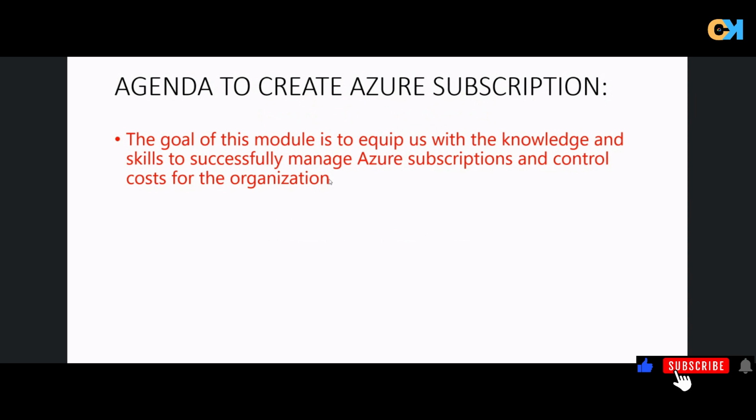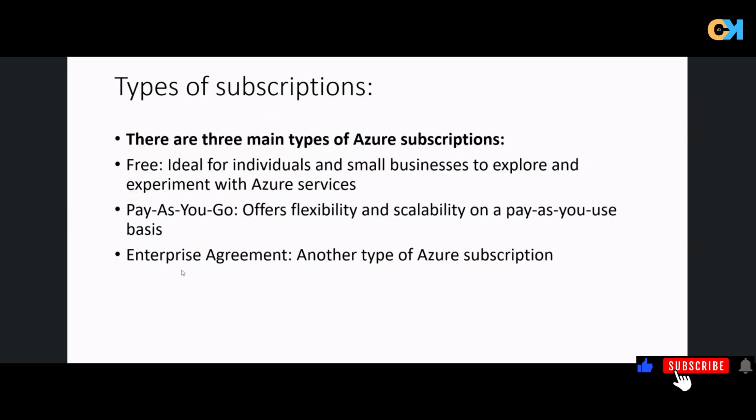For every account, we have at least one subscription. It will be of three types: free, pay as you go, and enterprise agreement. In a free subscription, we get all kinds of resources which are free of cost. For the pay as you go model, we pay for those resources which we use, and it also gives flexibility and scalability to the resources under the subscription. In enterprise agreement, we have another type of Azure subscription within that agreement.